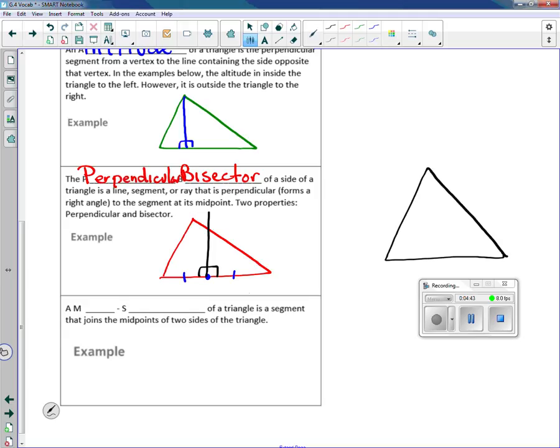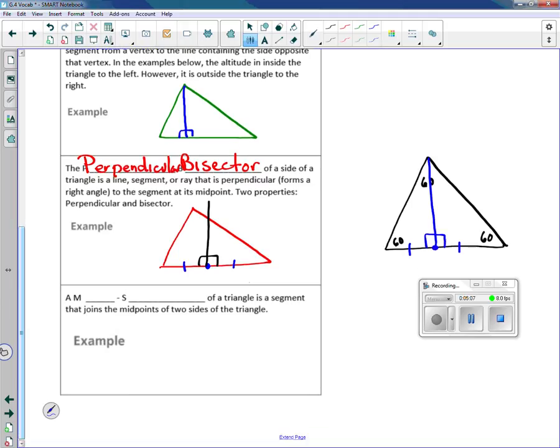If this was an equilateral triangle, we would find out later on that it's equiangular. All the angles are the same. So what we find out is that the altitude comes from a vertex and is perpendicular, and also hits the midpoint. All right, we'll discover that in a little bit more detail as we go through this unit.